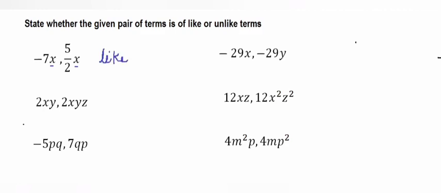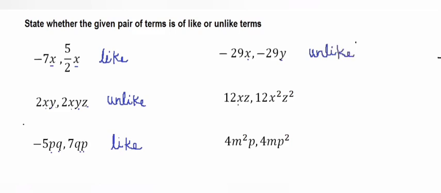Now we move on to the next. Here you have x, here also you have x, y is here, but z is not here. So they are your unlike terms. Now next, here you have p, here you have p. Q is there, q is there. So again these are like terms. Now here x is there, but here you have y. So they are different. So when they are different, I can say they are unlike terms.